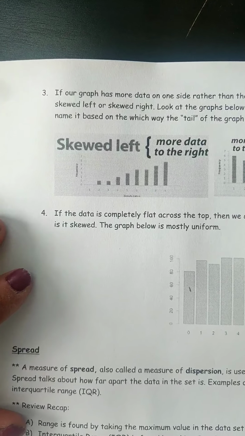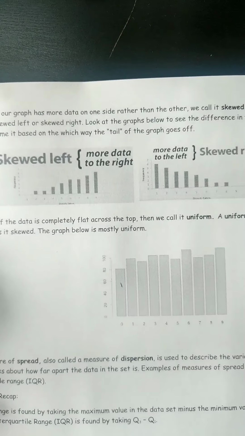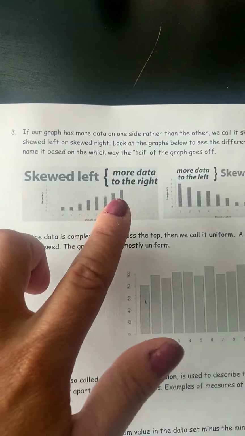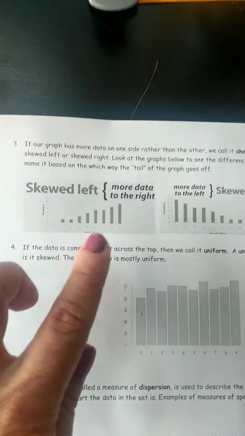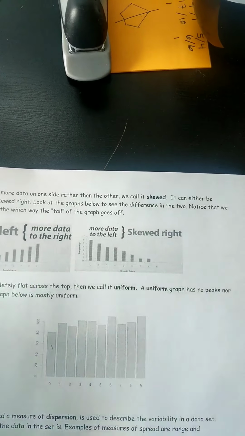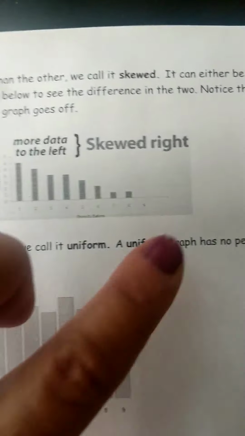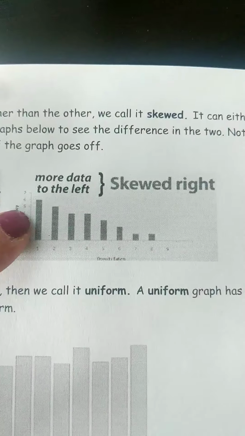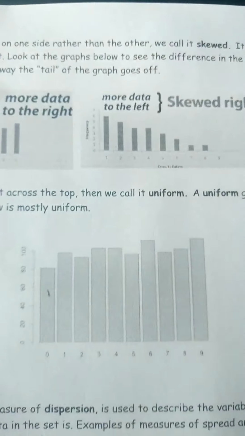So if we have more data on one side rather than the other side, we call it skewed, okay? It can be either skewed left or skewed right. So when we do skewed left, you're gonna notice that there's like a tail that's coming off to the left. That's how I know it's skewed left. It's wherever the tail's going. Over here, the tail is coming off to the right, and so we say that's skewed right. Now the weird part about it is even though I'm calling it skewed right because the tail's coming off to the right, there's actually more data on the left side, which means that your average is going to be closer to the left, and so is your median, okay?